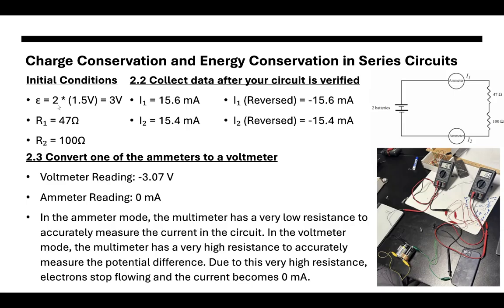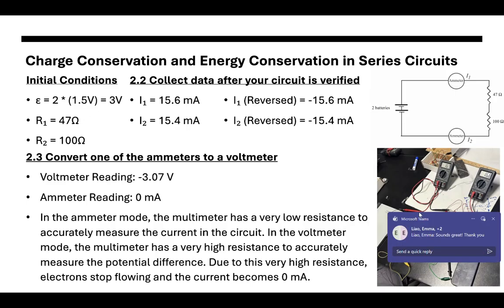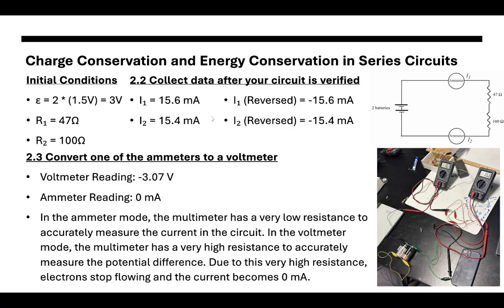So here are the initial conditions. To spare time, I'm not going to read them all out, but they're all here. So we collected data. We found it to be 15.6 and 15.4 milliamps, which are about the same, so that's good. When we reverse the leads, we get the negative values. Here's a picture of our circuit, and here's the diagram for it.